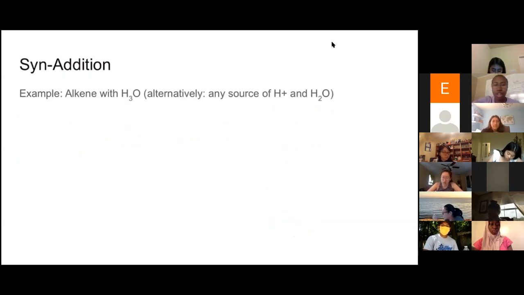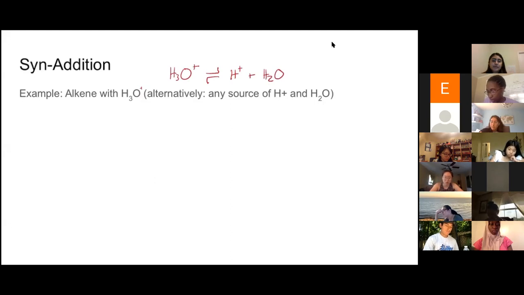So now we're going to go ahead and discuss another form of Syn addition where we have another alkene reacting with H3O+. Now it's important to note that you might see this reaction shown where we have an alkene reacting with H+ and H2O, any source of H+. As I'm sure you remember from 2080, there's this equilibrium that constantly goes on where we have H3O+ dissolving into H+ and H2O.